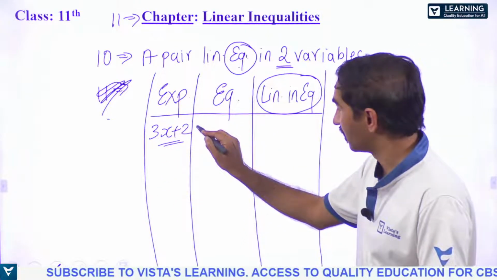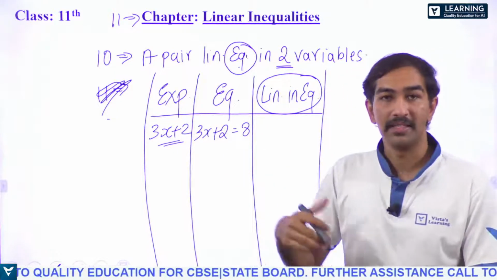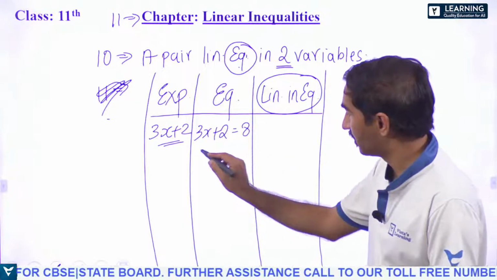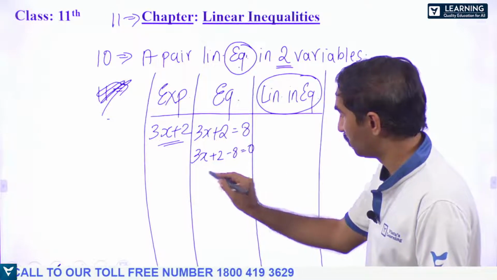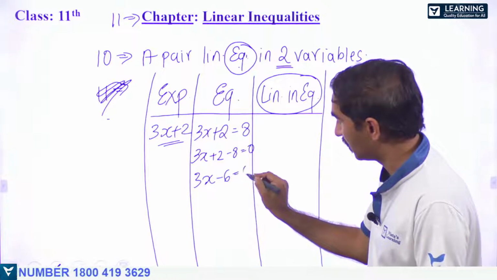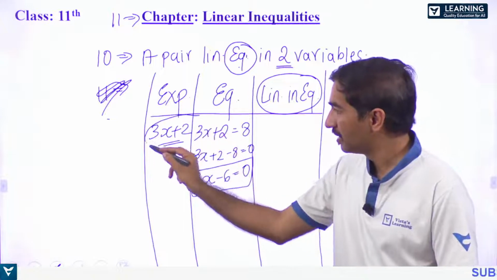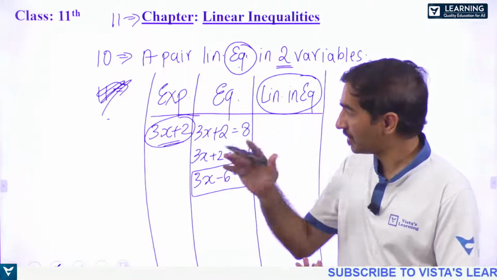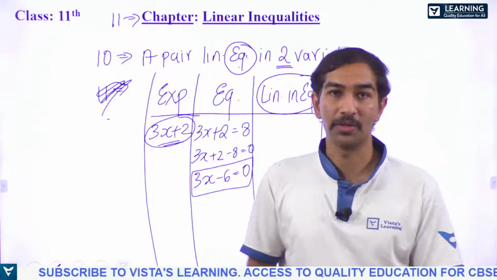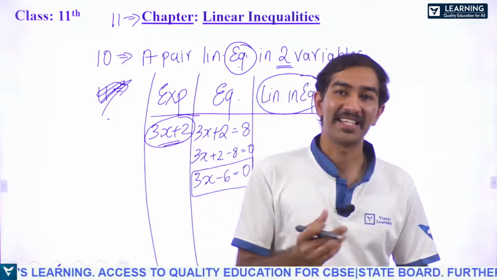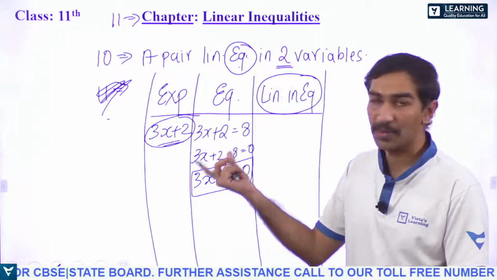Now, what is the equation? 3x plus 2 is equal to 8. This is the equation. Now take this 8 on this side, what will happen? 3x plus 2 minus 8 equals 0. Plus 2 minus 8 is nothing but 3x minus 6 equals 0. See this? Only 3x plus 2 is the expression. Now when the same expression has been equated to a number or another expression or 0, then it is called as what? It is called an equation. If the expression is equal to another expression or a number, it is called an equation.